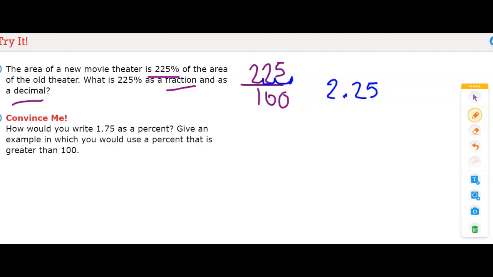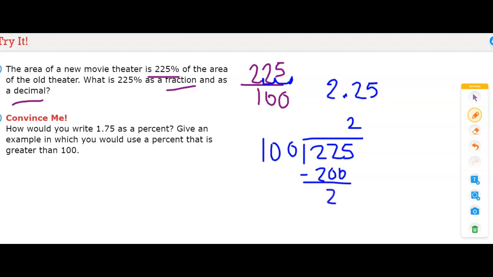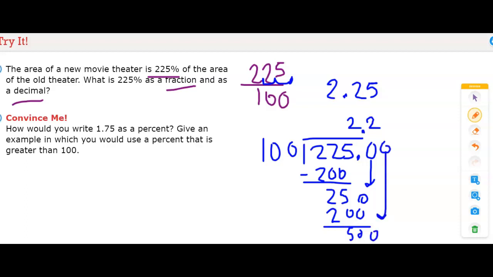Of course, you may divide, just so I can show you that. 100 goes into 225 twice. That's 200. That's going to leave us with 25. We're going to have to add a decimal here and annex 0. Drop down the 0. Now we've got 250. 100 goes into 250 another 2 times, and you keep going. Now you've got 50, add another 0. Now we have 500. 100 goes into 500 5 times, and that is it.